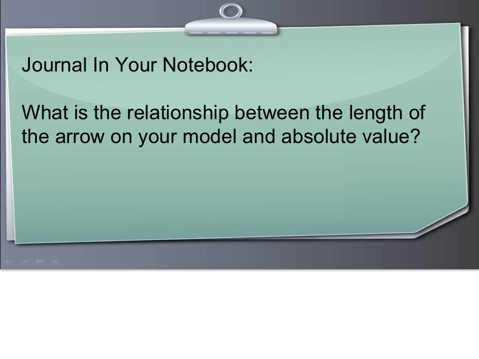The relationship between the length of an arrow and the absolute value is that those should be equal to each other. When you are drawing your vector, the length of your arrow should be the absolute value of the number. It's simply the direction that will change based on the sign of the number.